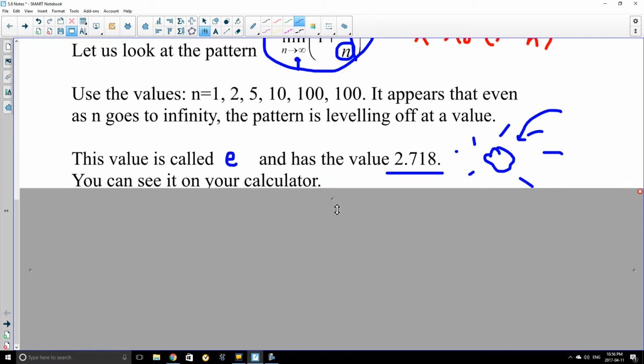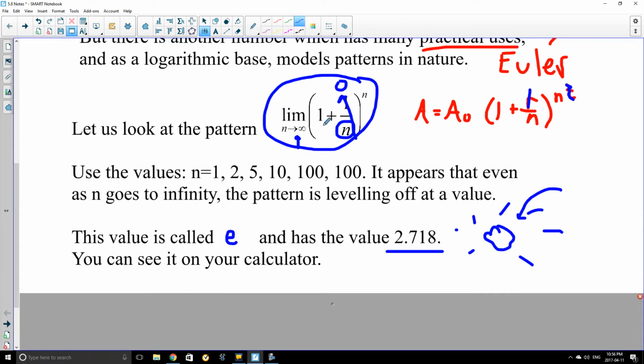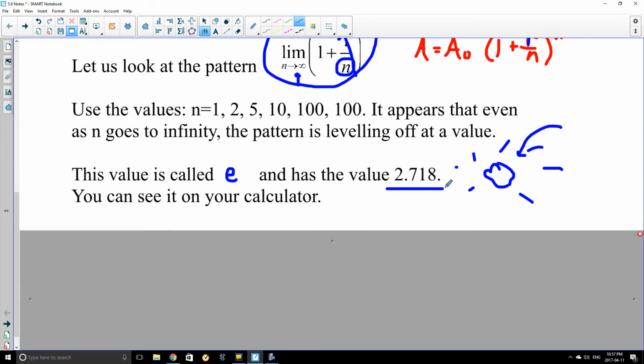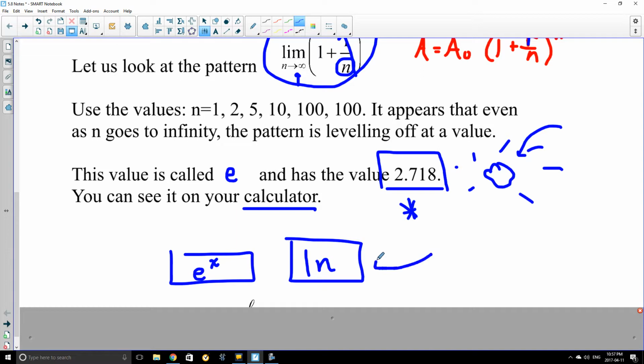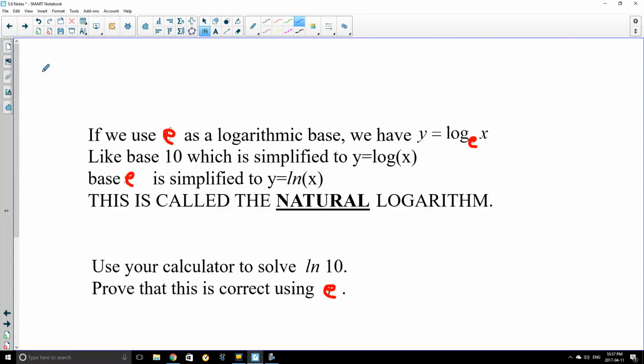Okay, so basically this number came about from this limit. It originally came from the compound interest formula. That's the problem it was originally applied to, and it has a value of 2.718. It's good to remember the first couple digits of this number. You can find it on your calculator. Your calculator will have a button that says e to the x, and there will also be another button that looks like this. This is pronounced ln. We're going to talk about that in a second. So let's flip the page.